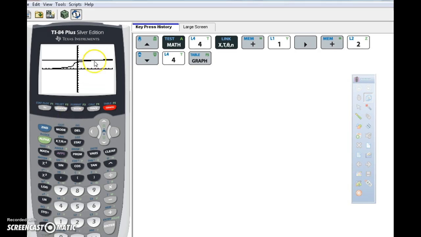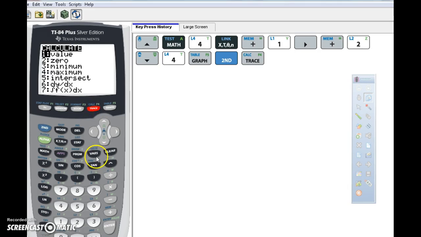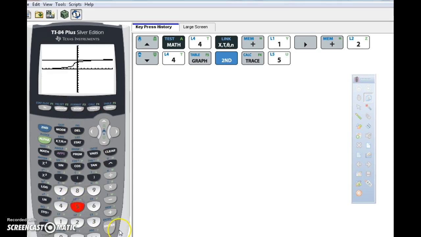So we want our calculator to give us this intersection. Second, trace, and we're going to choose number 5. And hit enter. So the answer is x is 7. Just looking for the x coordinate. Okay? Now you can solve it algebraically if you want to, but this is a nice way to check yourself. Or if you're in a time constraint, this would be very quick.